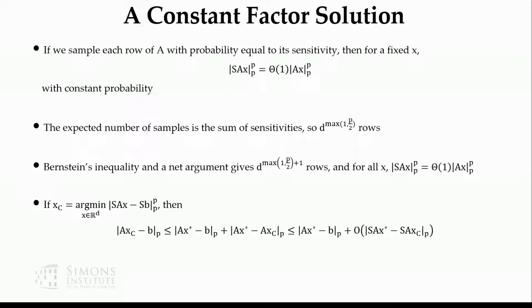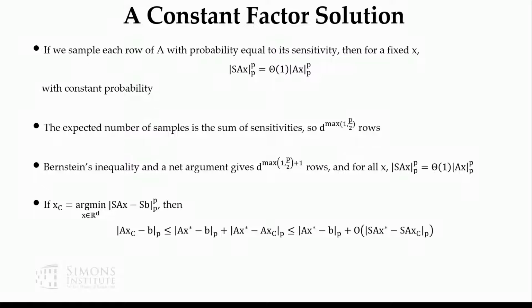If I look at the cost of using this solution, xc, then the LP regression cost is, by triangle inequality, at most the LP regression cost of Ax star minus b, where x star is the optimal p-norm solution to the regression problem, plus the p-norm of Ax star minus Axc. That's just triangle inequality. The next inequality, this optimum Ax star minus b p-norm is the same. And all we did is we said that this quantity here is at most S times that quantity, because S is a constant factor subspace embedding.